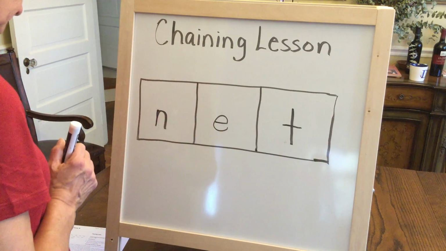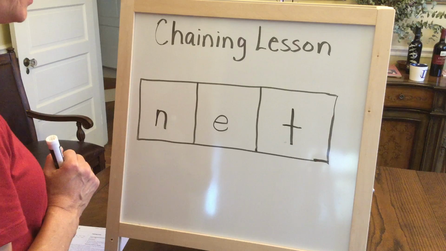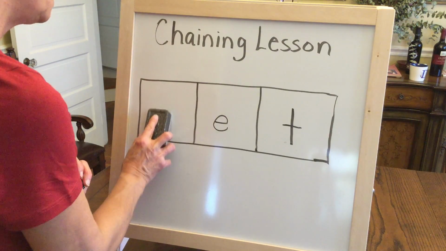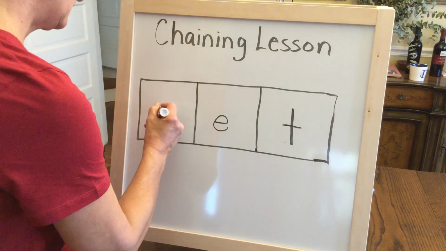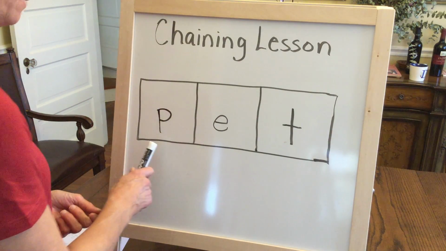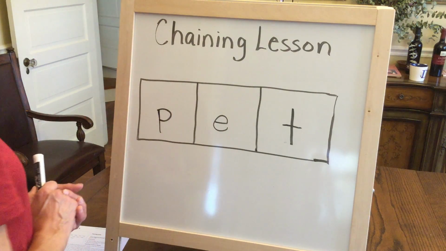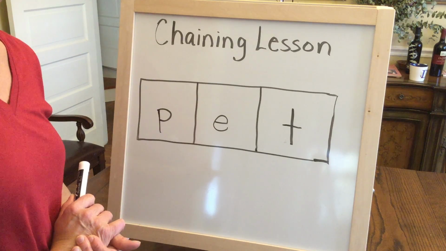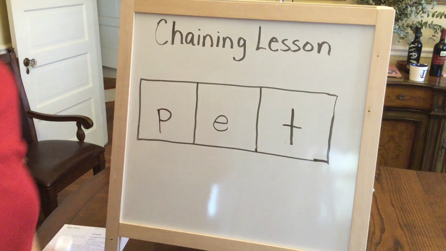Net. Now we're going to change the N to P. Correct. You're going to change this to P, which is correct, a P. Now let's read that word. Pet. Very good. So we made new words today simply by changing one sound in each word.